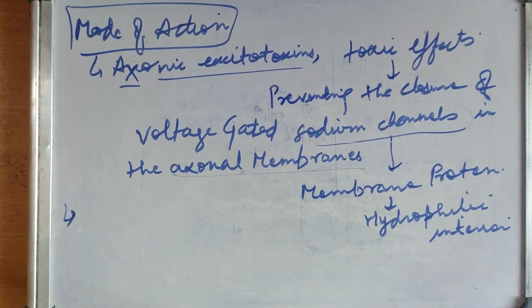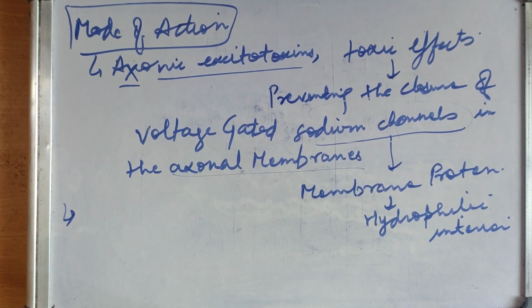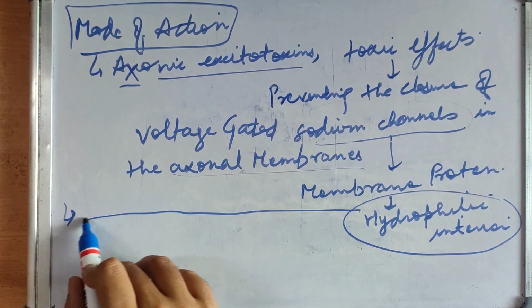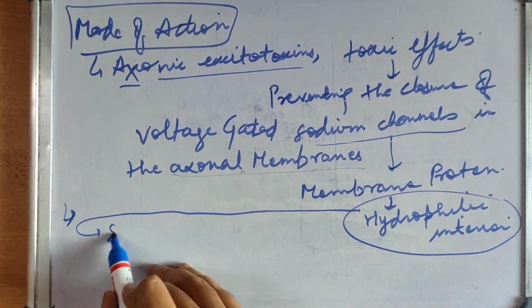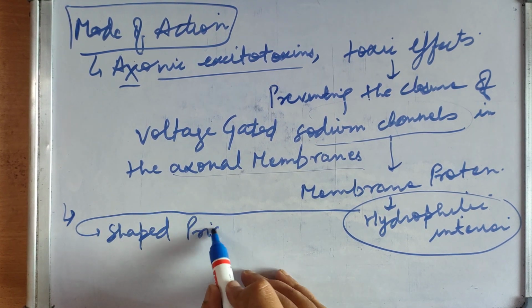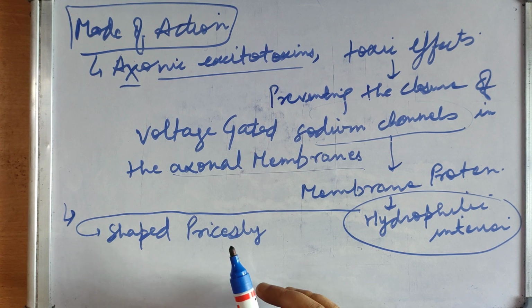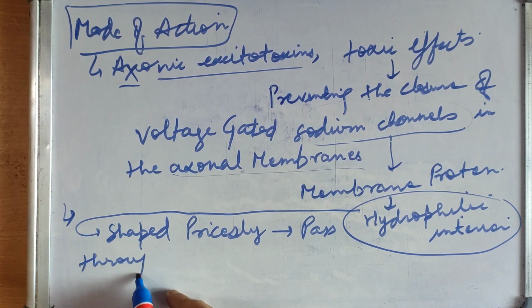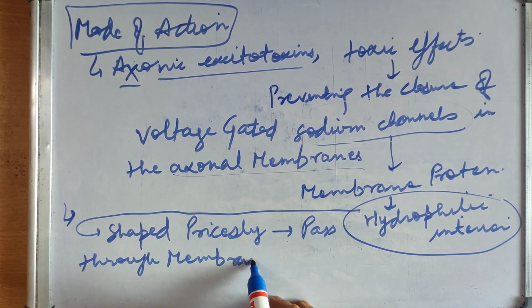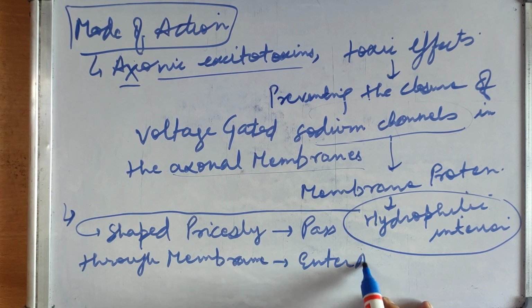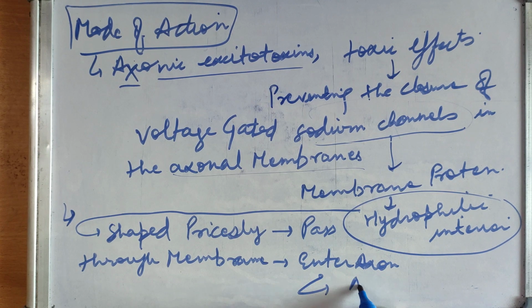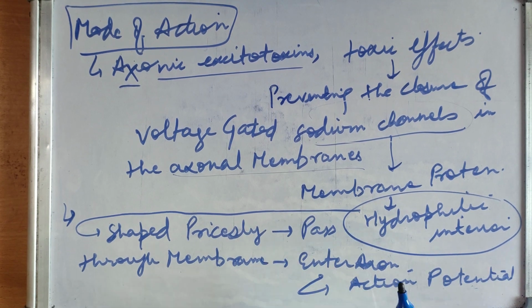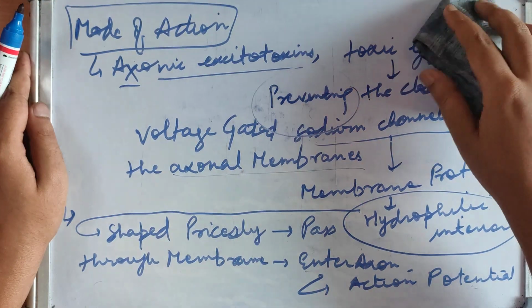This hydrophilic interior is shaped precisely to allow sodium ions to pass through the membrane, enter the axon and propagate the action potential. What happens? This interior is shaped precisely to pass sodium ions through the membrane, and here we are preventing it. So what happens?